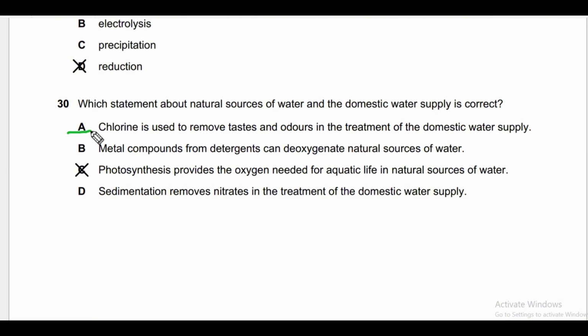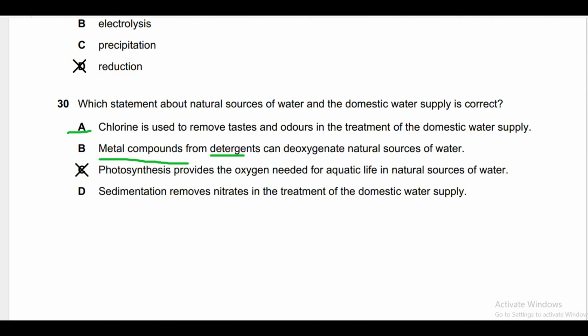And A is wrong. Why? Chlorine is used to remove taste? No, chlorine is used to remove bacteria. Metal compounds from detergents can deoxygenate natural sources of water. This is wrong. So C is the right answer.